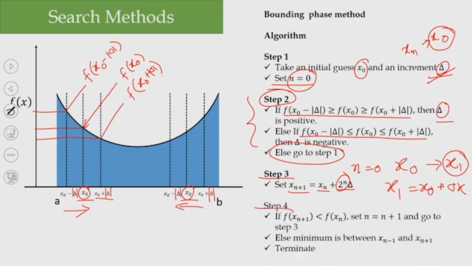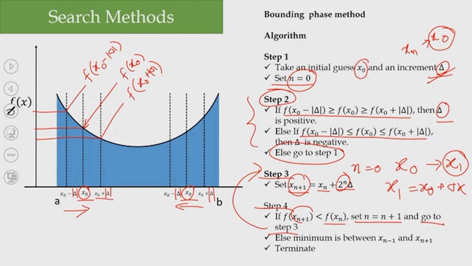Now, in step 4 you are getting a new point, x n plus 1. Now, if f of x n plus 1 is less than f of x n, the previous point, then you are not crossing the optima. So, in that case I will set n equal to n plus 1, that means you just increase the value of n by 1 and go to step 3. So, you are trying to find a different point.